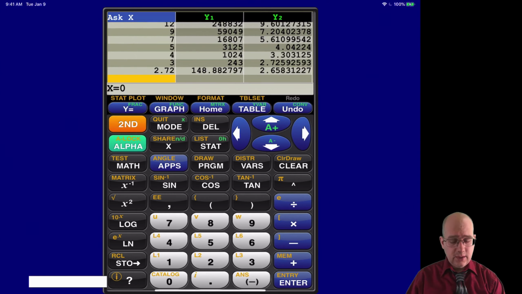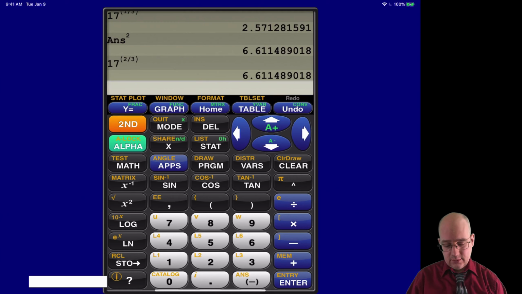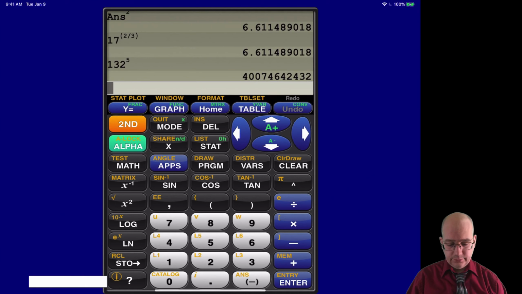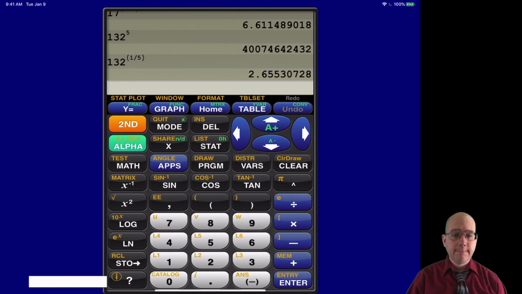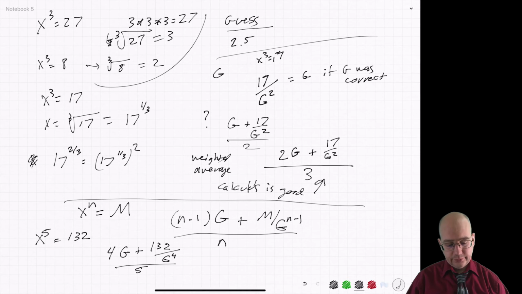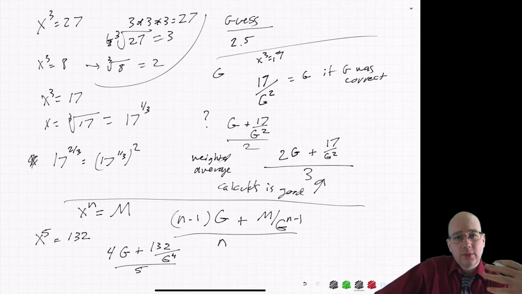Of course, if you had an idea, you might not even need to do that, because who needs the 5th root of 132? Oops, sorry. 1 divided by 5, and there we go. 2.65530.728. So that's the 5th root of 132. And that's pretty much how it goes. So that's how you actually compute all these roots.